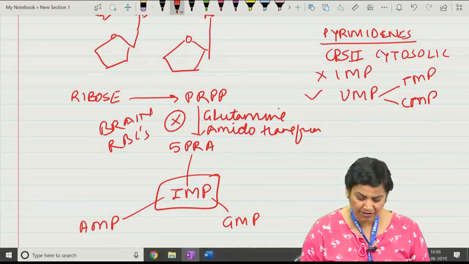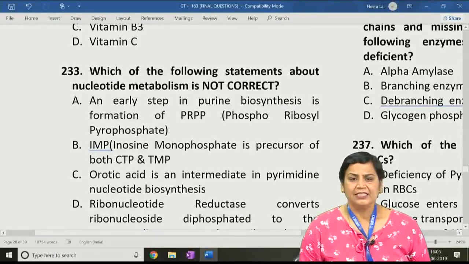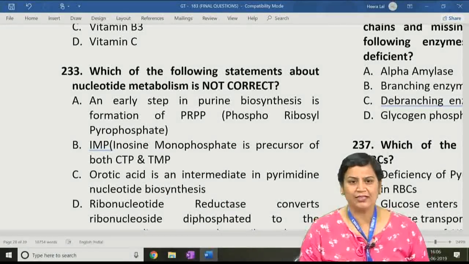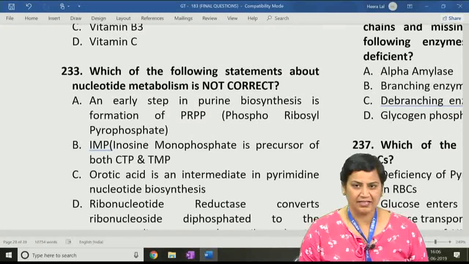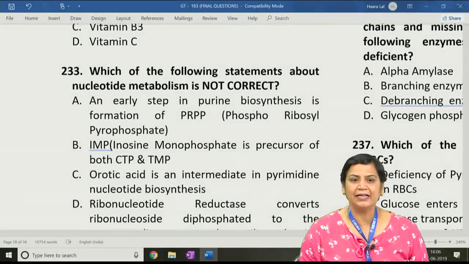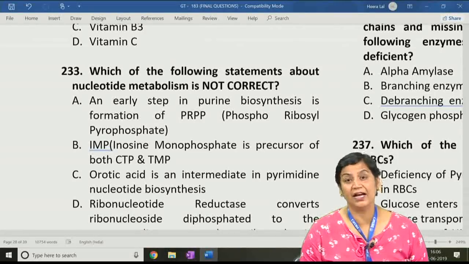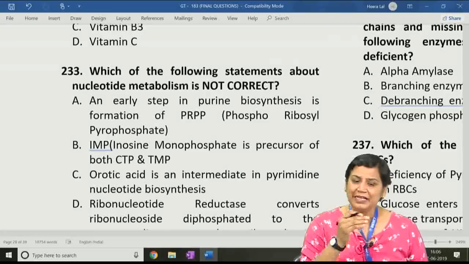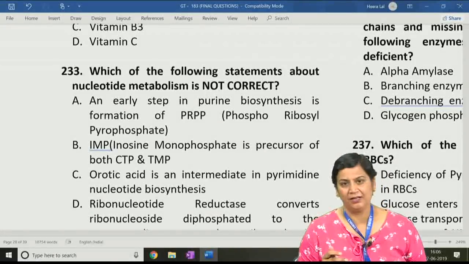Now let's look at the options. An early step in purine biosynthesis is formation of PRPP. Yes, I told you the enzyme is PRPP synthetase as it requires ATP. IMP is a precursor of both CTP and TMP. Now see, CTP and TMP are what? These are pyrimidines which are not synthesized taking IMP as one of the intermediates. Just now I explained, IMP forms AMP and GMP.